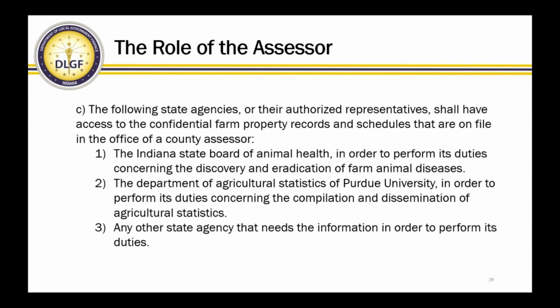There are a couple of exceptions to this. The first one being in regard to confidential farm property records, so agricultural farm property records. The first is for the Indiana State Board of Animal Health. If there was, say, some sort of virus where they had to look at the discovery of a disease or something, the State Board of Animal Health could have access to, say, the Form 102 farmer's return. Also, the Department of Agricultural Statistics at Purdue, in terms of what Purdue does to look at agricultural statistics. And then the last category, any other state agency that needs the information in order to perform its duties.